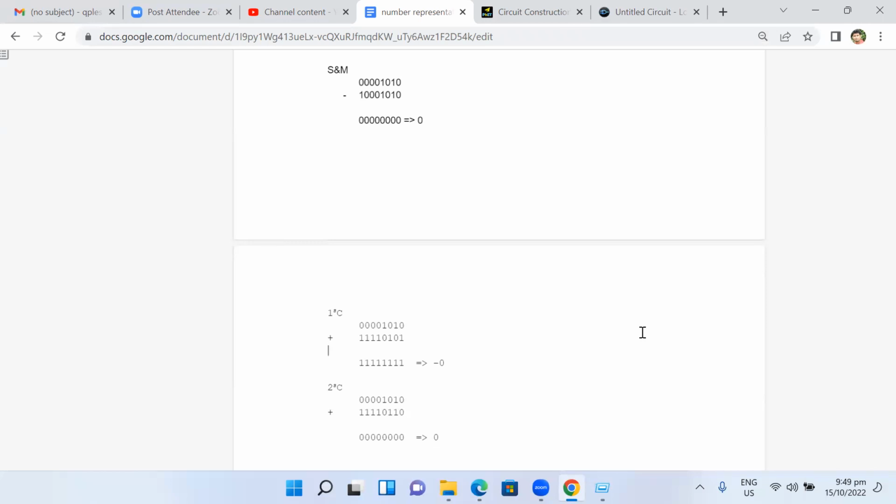This is how you do calculation using all three representations: sign and magnitude calculation, 1's complement calculation, 2's complement calculation. Actually, I'm trying to add plus 10 and minus 10. So this is what I'm going to do here. Plus 10 plus minus 10. When you have plus 10 and minus 10, the first one you need to subtract, the second one you can add, and the third one also you can add.